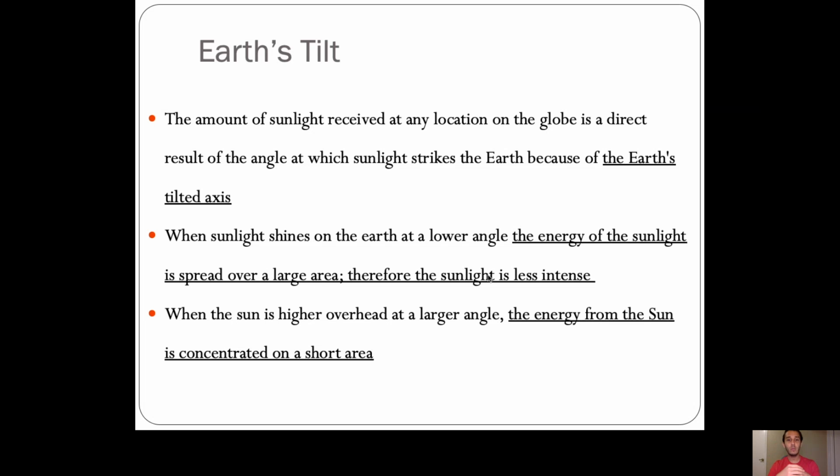If it's at a low angle, well then you're spreading that light out over a greater area, and therefore the sunlight is less intense. If the sunlight is less intense, then the heat is less intense. If you're at a higher angle, in other words, you're getting more direct light from the sun, well then that energy is concentrated on a smaller area. Okay, and so that smaller area then receives greater temperatures.